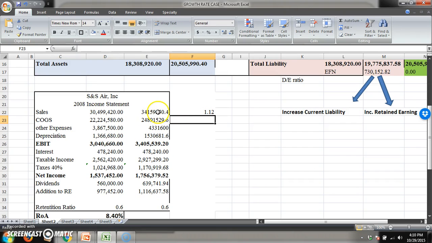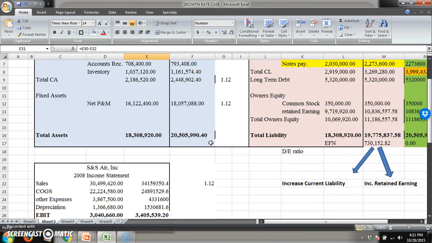Accordingly, the cost of goods sold, expenses and depreciation increase, while interest remains the same. Therefore, we get a net income of this much. Now, keeping the retention ratio the same, we get an addition to retained earnings and the dividends, which is more than the previous year.